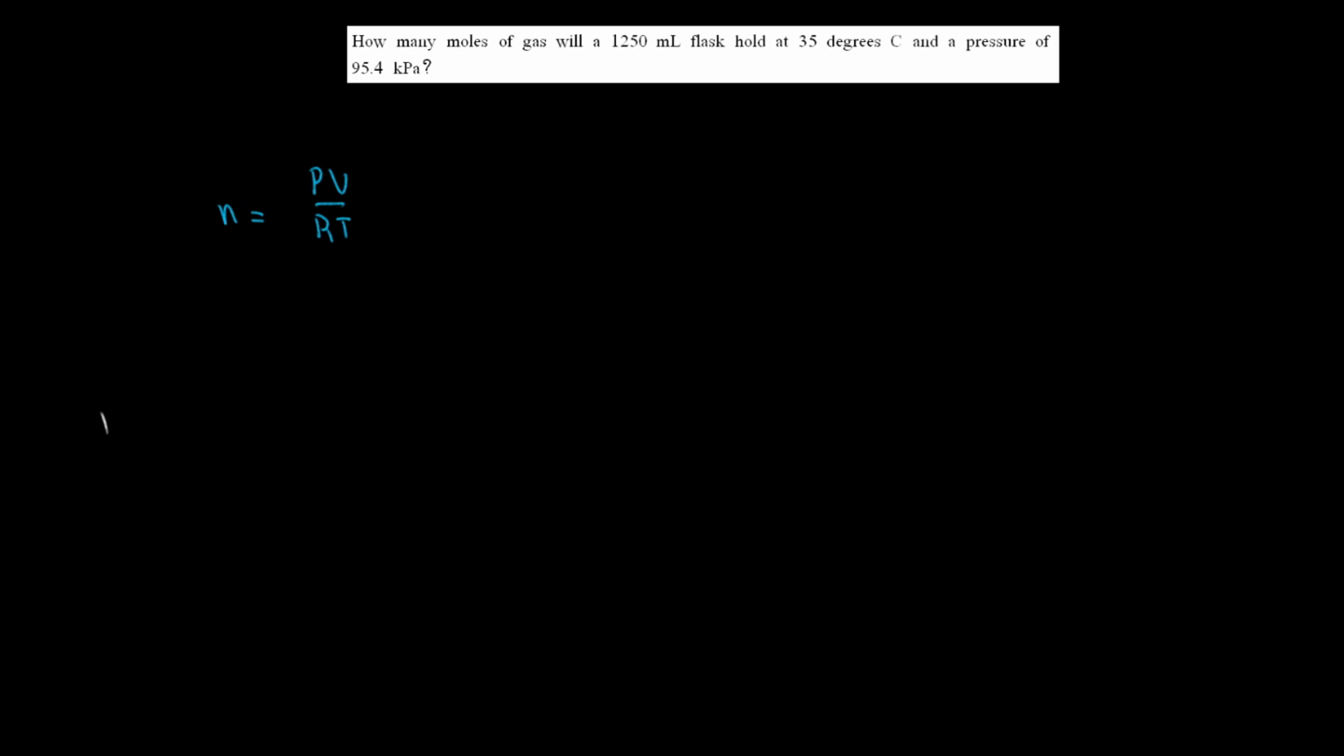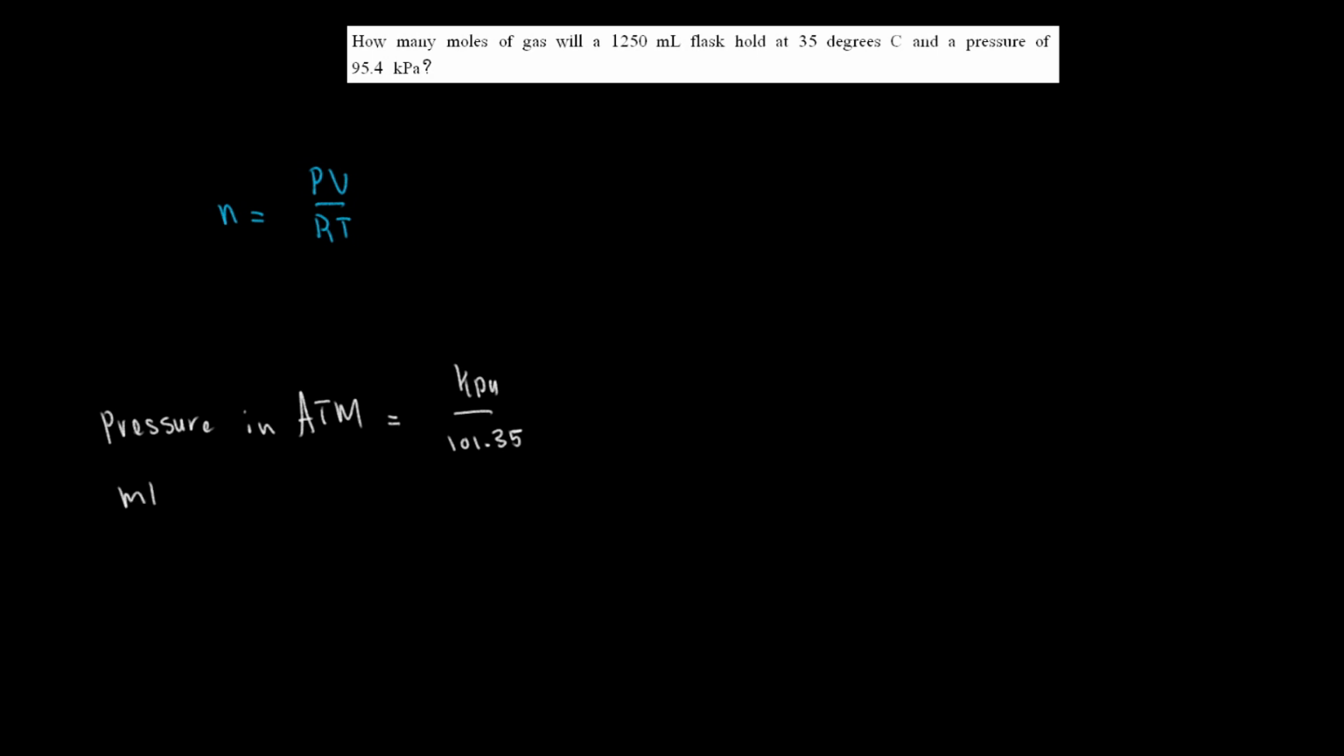Okay, so first things first. I want to find my pressure in atmospheres. So how can I do that? Well, to find pressure in atmospheres, I'm going to take my kilopascals and divide by 101.35. Okay, 101.35. Now, I'll get to the calculations in a bit. I just want to look at conversions now.